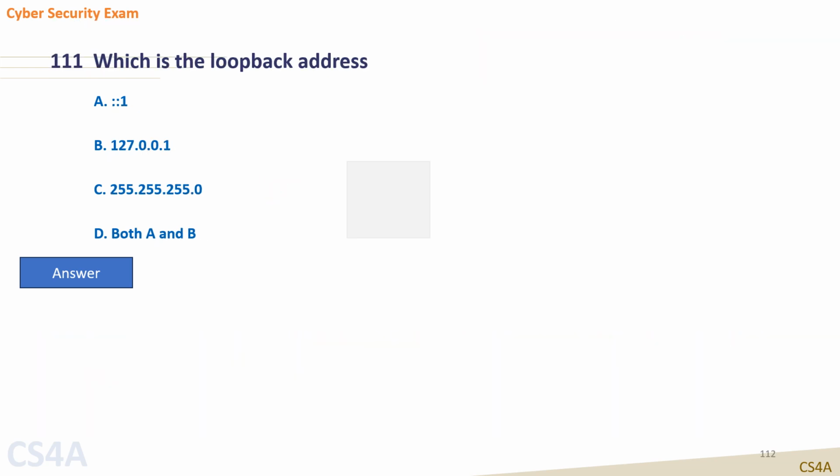Here the question is which is the loopback address. Here the options are ::1, 127.0.0.1 and 25.25.25.0. So what is a loopback address? A loopback address is a local address which we use to communicate with the local device. So option A and B both are loopback addresses. Option A is a loopback address for IP version 6 and option B is a loopback address for IP version 4. So the answer D is the correct answer.